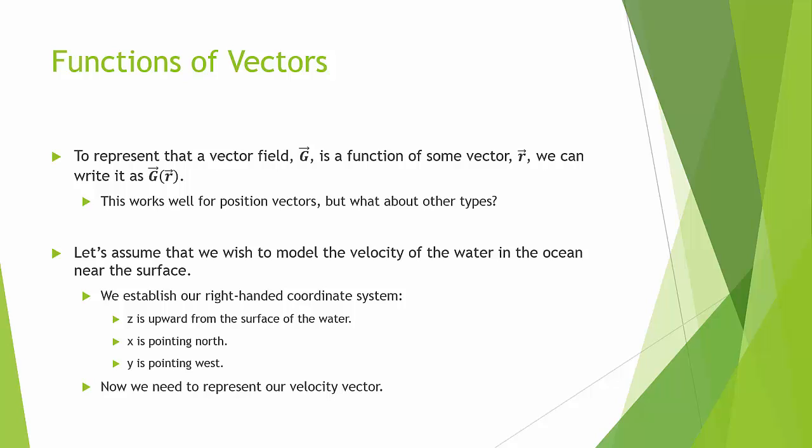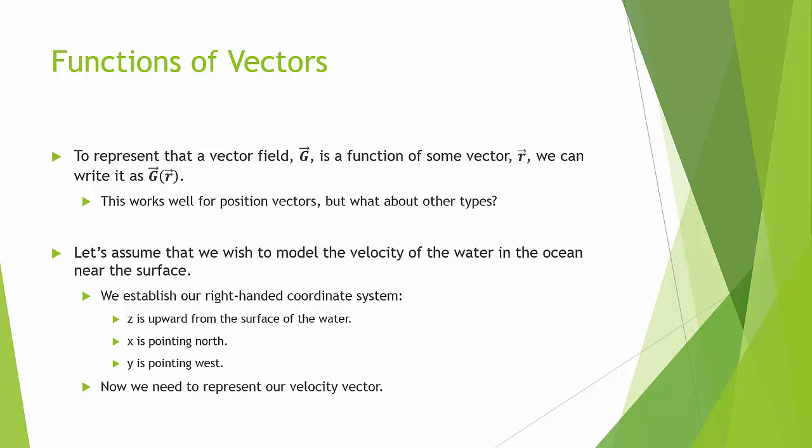To start making our model, the first thing we have to do is establish our coordinate system. We're going to use a right-handed coordinate system just because it makes our life easy, and it's what we've been doing. So we're going to keep it rectangular, with z pointing upward from the surface of the water, x pointing north, and y pointing west. The origin, so essentially z equal to 0, is going to be at the surface of the water. Since z is pointing upward, as we go further into the ocean, z is going to become more and more negative.